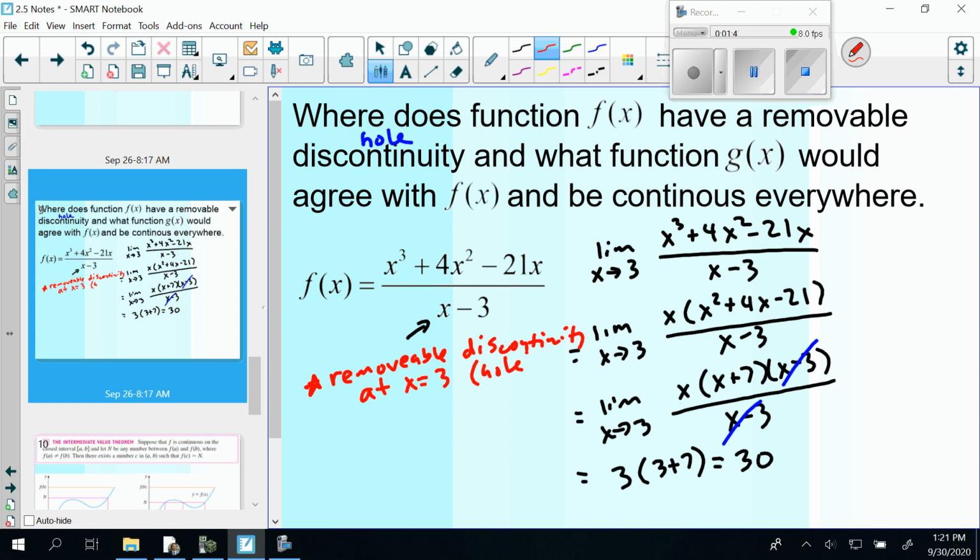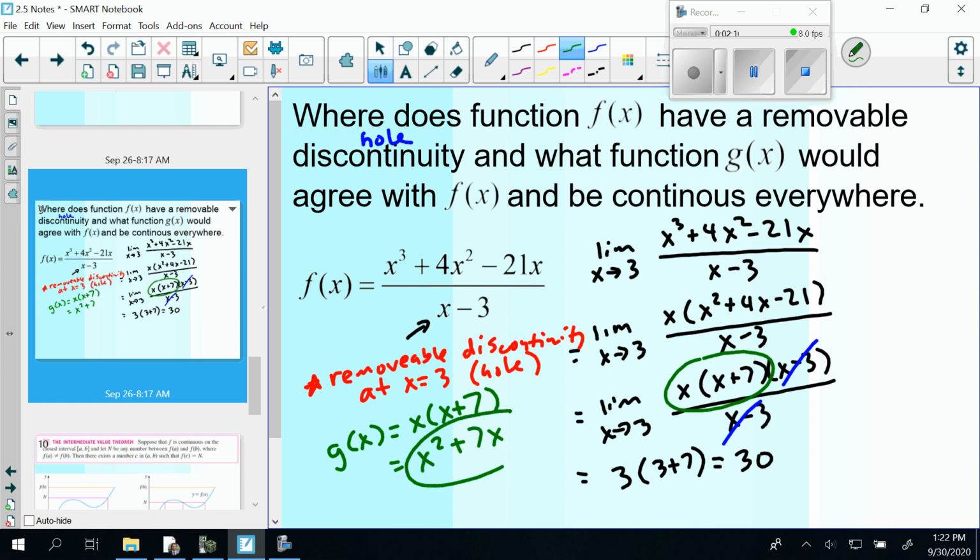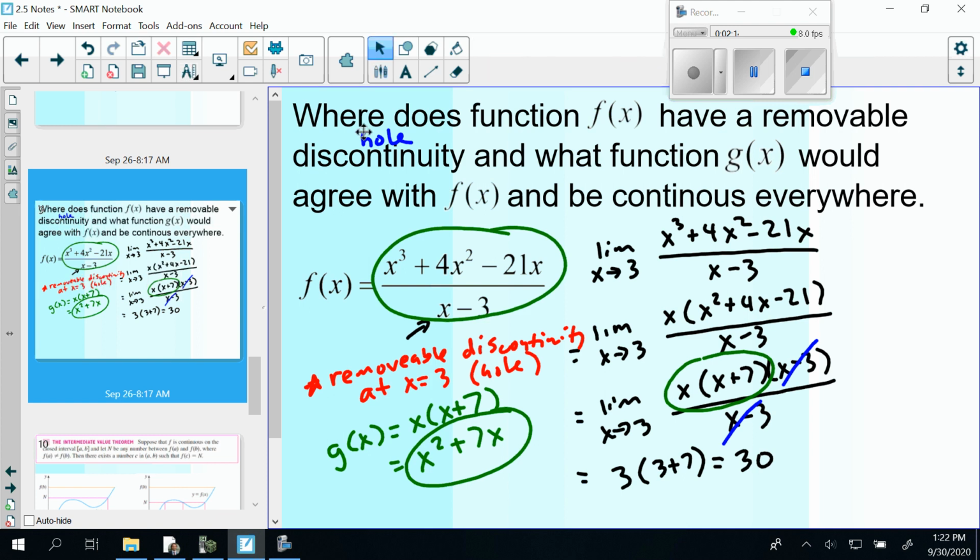And then the function g of x that would look like f of x except without the hole, that would be kind of like this remaining stuff here. So g of x equaling this should look like our function that we have except not have that hole, or if you multiplied that out, this function here looks exactly like this function except it doesn't have the hole in it.